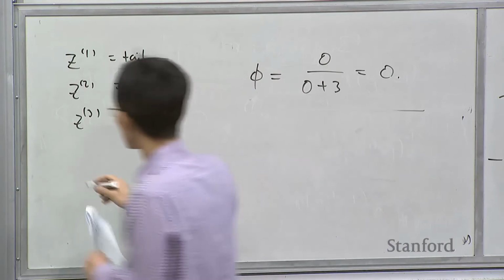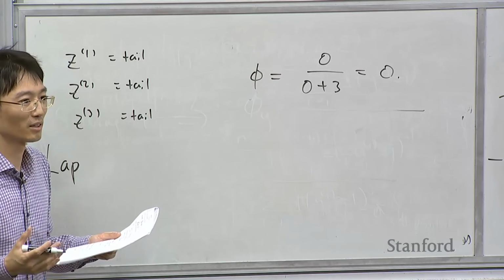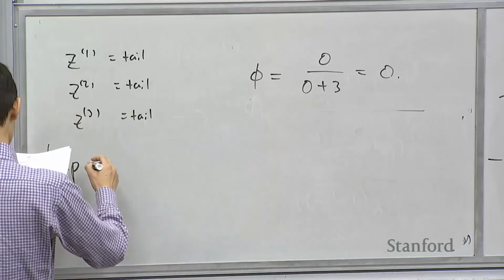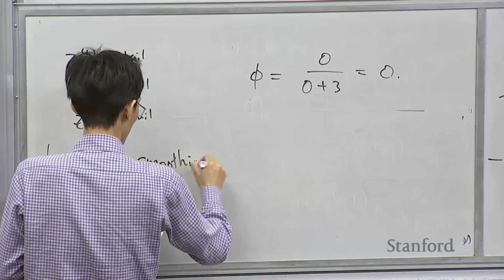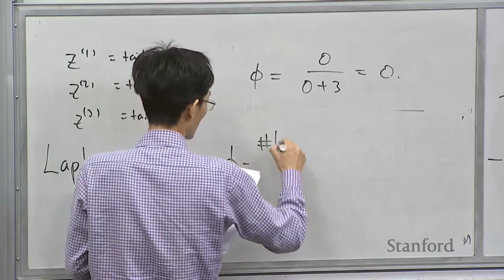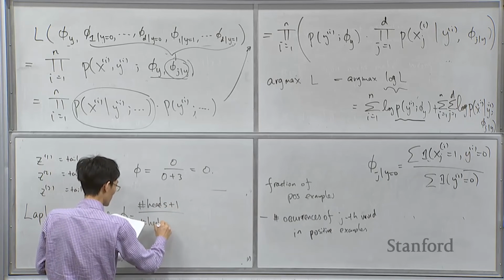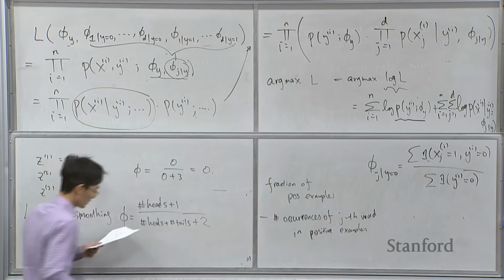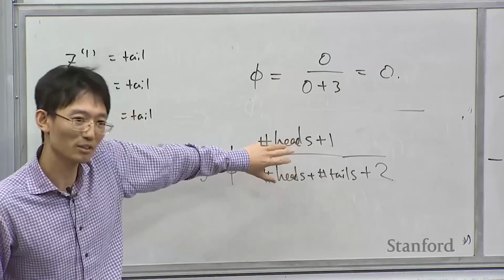So the so-called Laplace smoothing is a way to, in some sense, incorporate a prior, so that you say my coin shouldn't be too extreme like this. The Laplace smoothing refers to the following estimator. If you use the Laplace smoothing, you're going to have a different formula. Your phi will be equal to the number of heads plus 1 over the number of heads plus the number of tails plus 2.